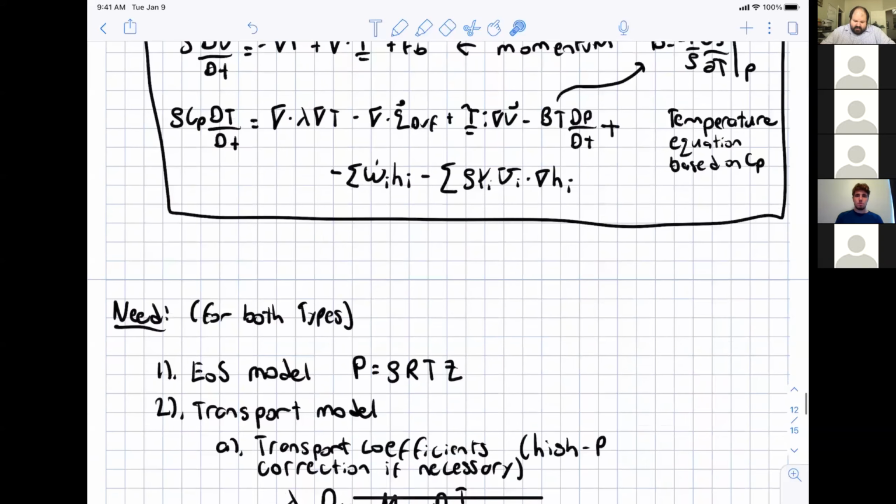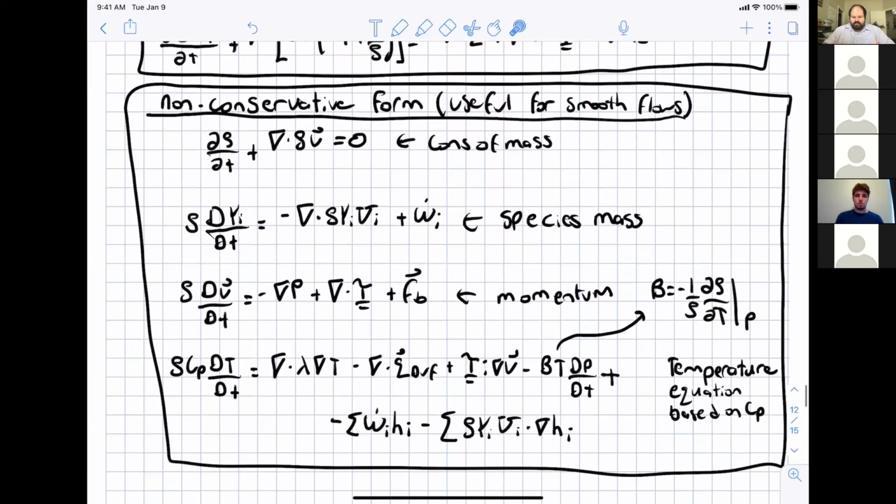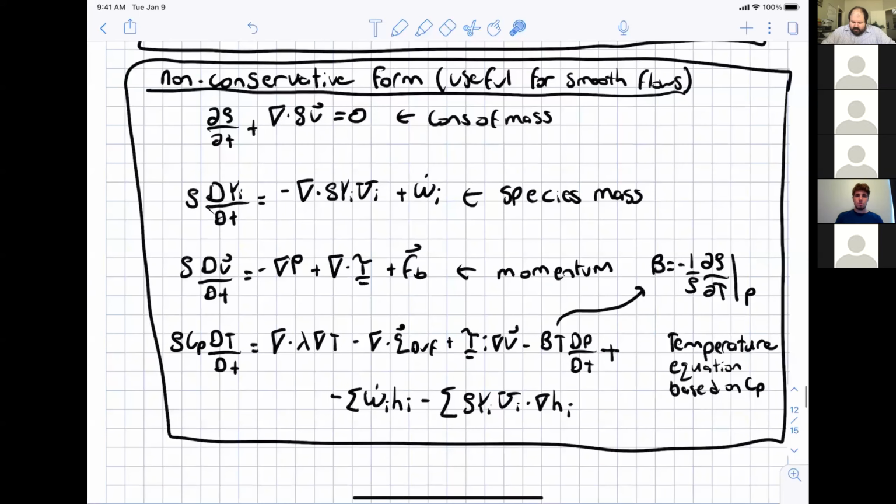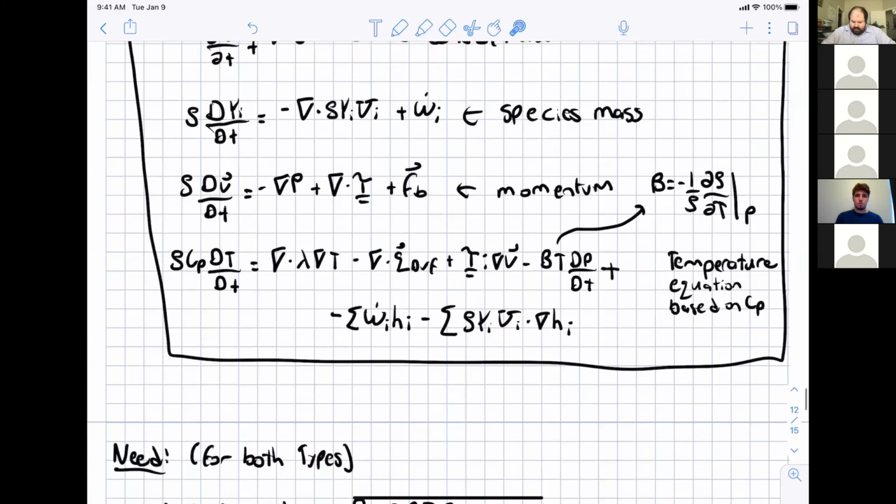Professor, I know you've explained this a couple times, but can you quickly go over again the assumption we make to go from the conservative form to the non-conservative form for smooth flows? I know you showed us for continuity how we couldn't break out the derivative. Could you just show that again one more time?